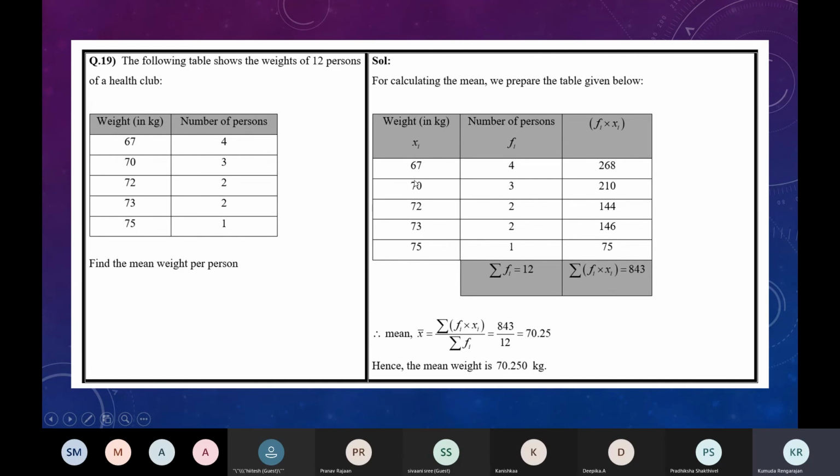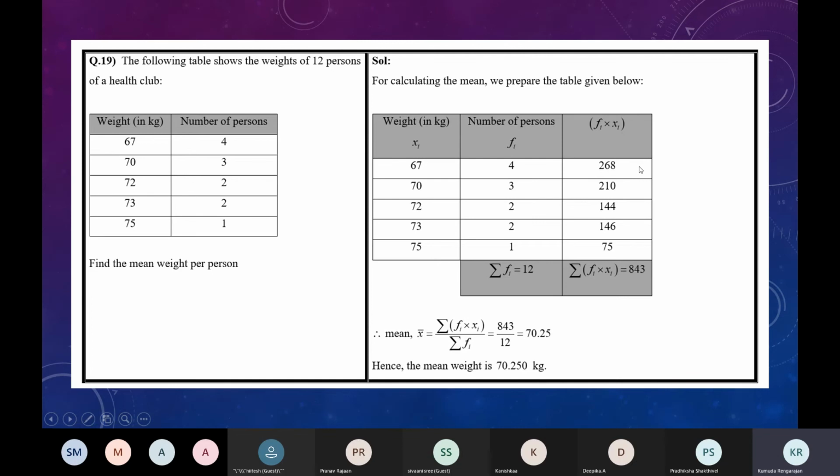Frequency is Fi, the frequency column. How many people? 4 people, 3 people, 2 people. That is the frequency column, Fi. And the other one, the data about the weights of 12 people, will be the Xi column. X1, X2, X3, X4, X5. We need to generate a new column called the Fi Xi column by multiplying these two values.